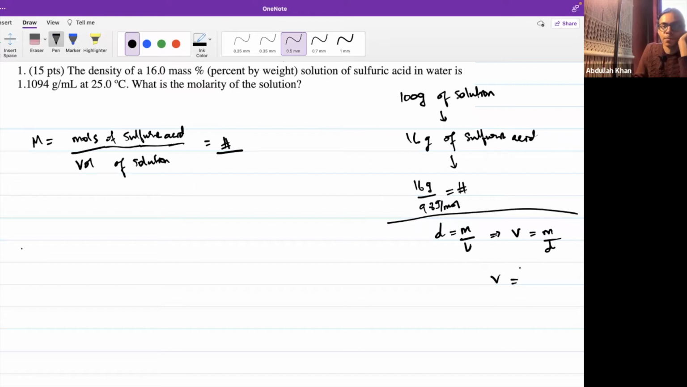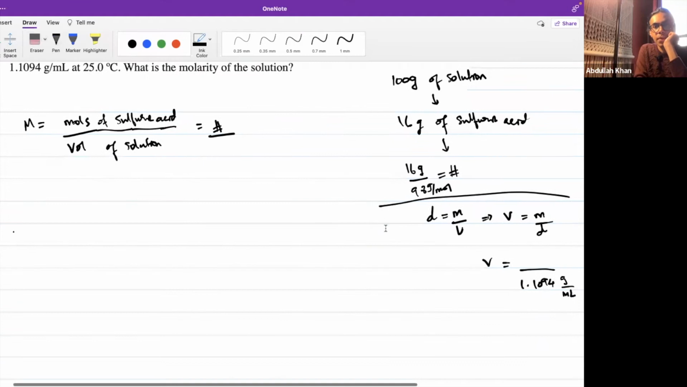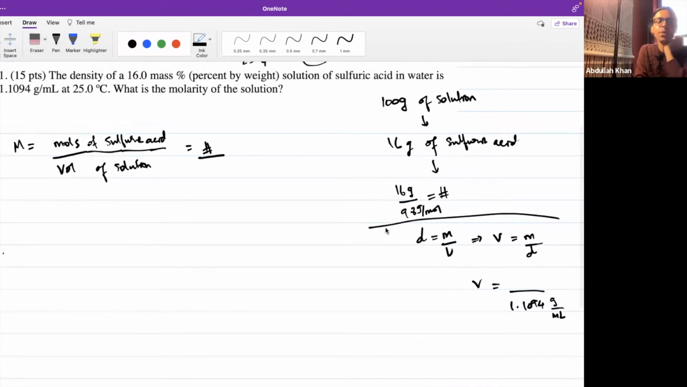Great. And so volume is mass over density. Tell me what mass goes up top. I know the density. I can look at it. It's 1.1094 grams per milliliter. What goes up top? So you have three kinds of masses here. You have 16 grams. You have 100 minus 16 grams, which is the rest of it. And you have 100 grams. What mass do I use?